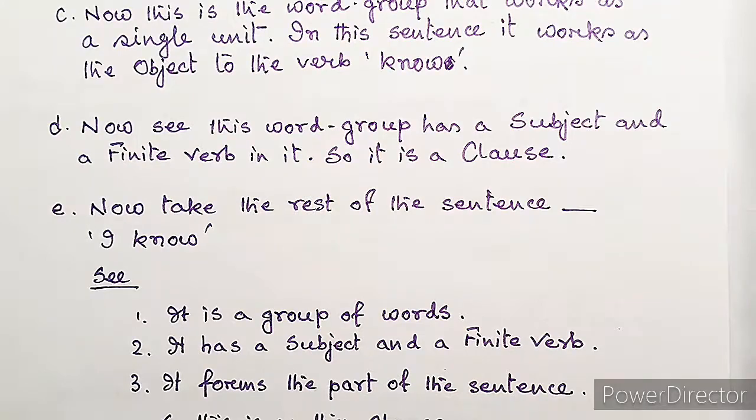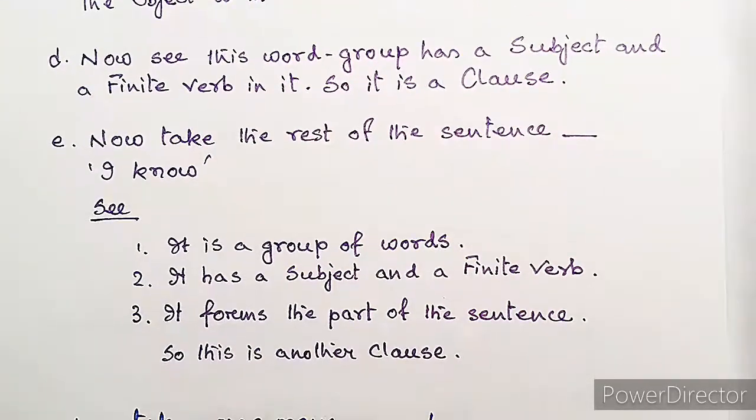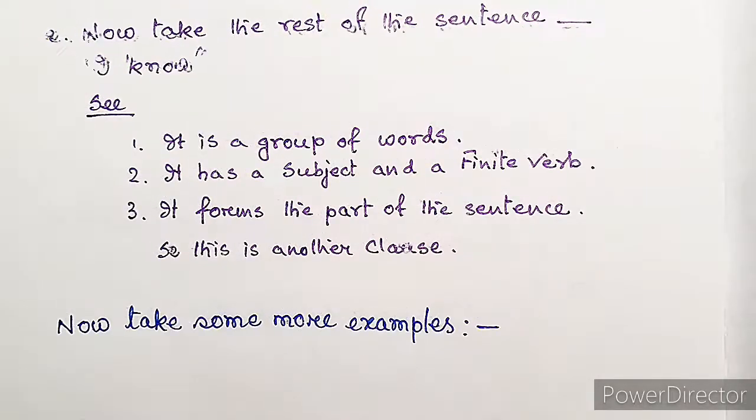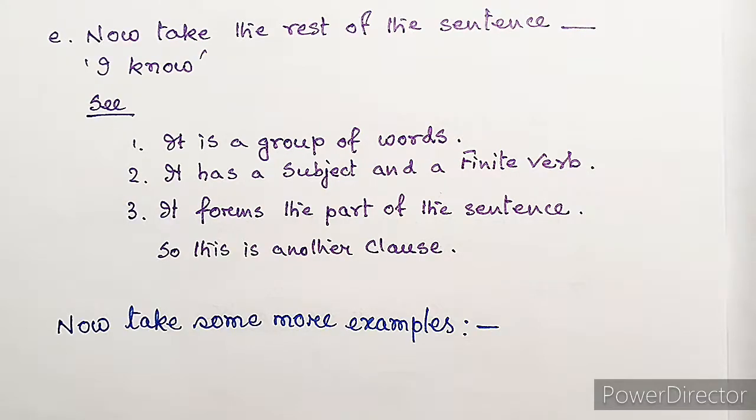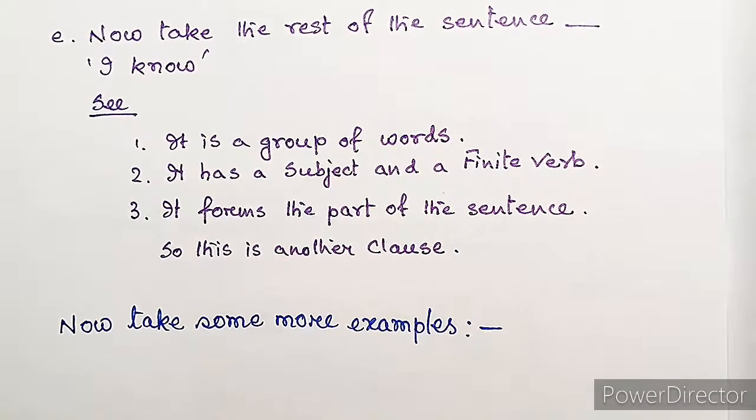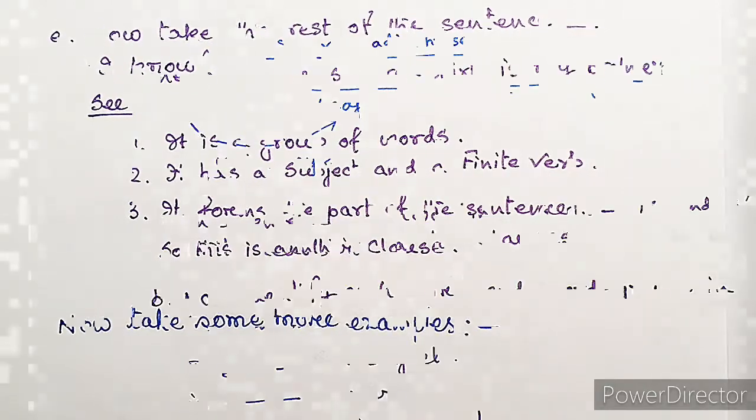Now see, this word group has a subject and a finite verb in it, so it is a clause. Now take the rest of the sentence. Note, it is a group of words. It has a subject and a finite verb. It forms the part of a sentence, so this is another clause. Now take some more examples.